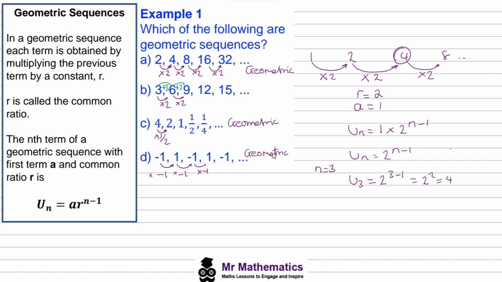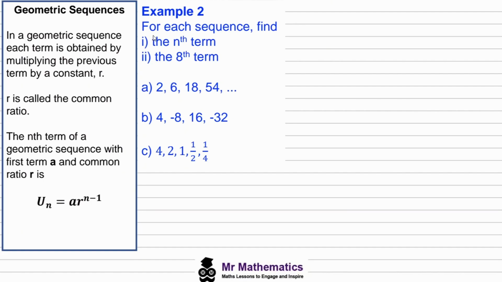Okay? In example 2, we're going to look at finding the nth term of geometric sequences. For each sequence, find the nth term and then use the nth term to find the 8th term. So we'll use this formula. The nth term, un, will be equal to a, and for example A, this 2 is our a value, so a equals 2. The common ratio would be 2 times 3, 6 times 3, and 18 times 3. So r will equal 3.